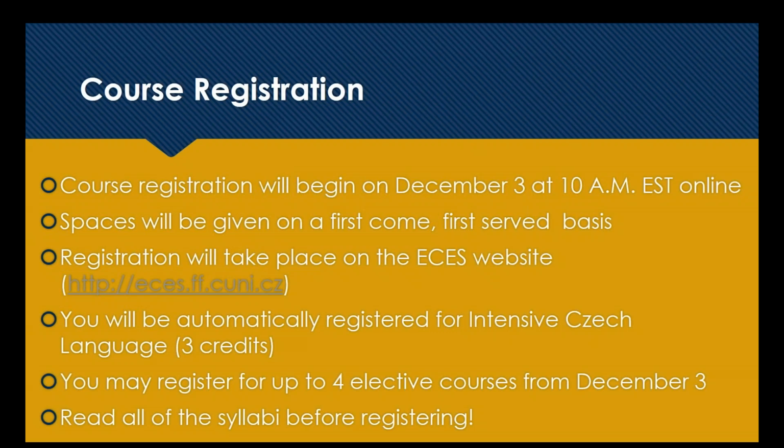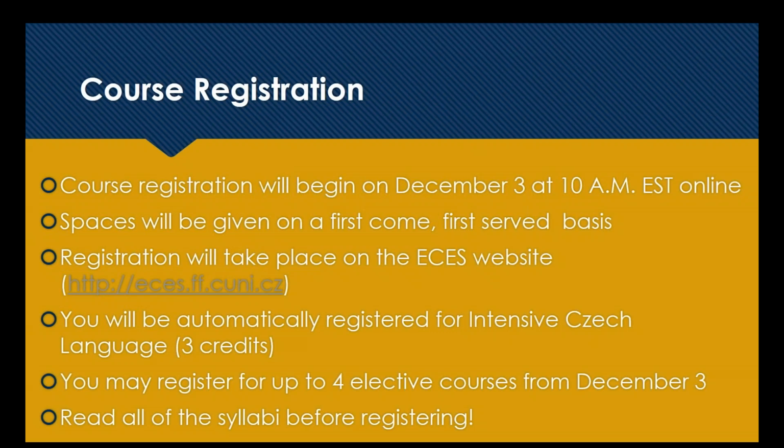for a Plan B. You will automatically be registered for the intensive Czech language course. This course is taught before all of the other classes begin during orientation, and it's worth a full 3 credits. So it means before classes start fully in February, you'll have already earned 3 credits, provided that you've passed the Czech class. So you can then additionally sign up for 4 elective classes from December 3rd.